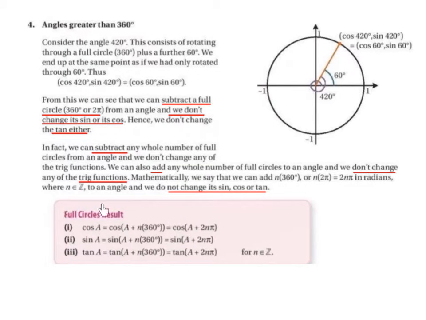So full circles result: cos of A is equal to cos of A plus n times 360 degrees, which is equal to cos of A plus 2n pi. Sine of A is equal to sine of A plus n times 360 degrees, which is equal to sine of A plus 2n pi. And tan of A is equal to tan of A plus n times 360 degrees, which is equal to tan of A plus 2n pi, for n an element of Z. So for n's, or numbers that are elements of the integer set, positive or negative whole numbers.